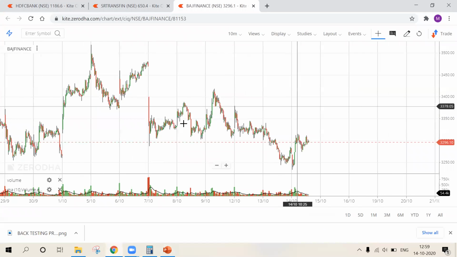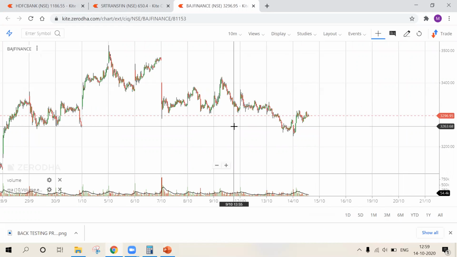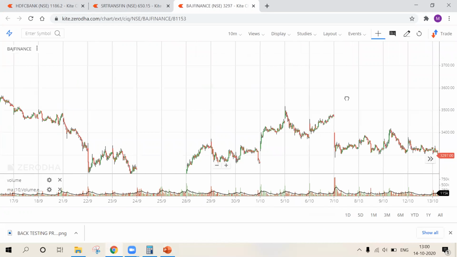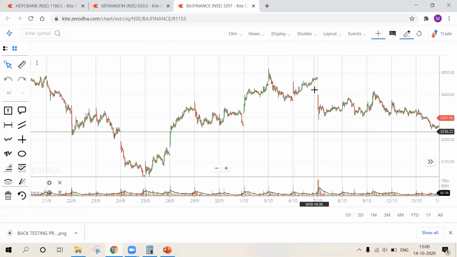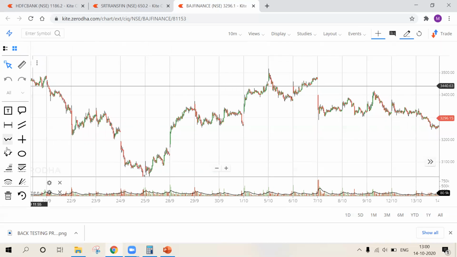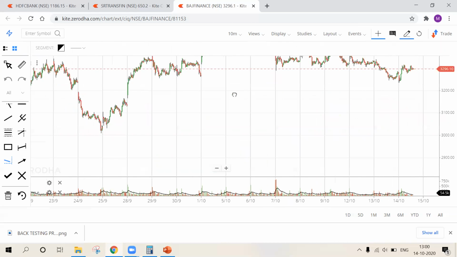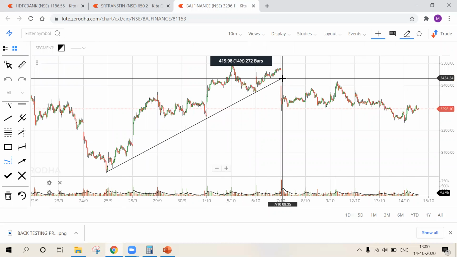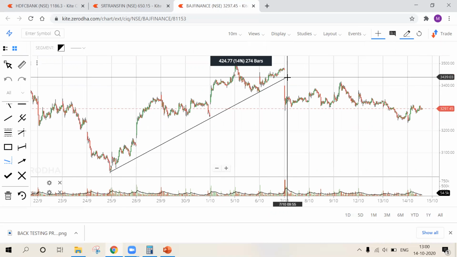All right, this is Bajaj Finance. So here now I'll be explaining to you guys about the Elliott wave strategy. I'll be selecting the pencil icon and drawing a trend line. For Elliott wave, you only need to draw a trend line. All right, this is a good trend line.